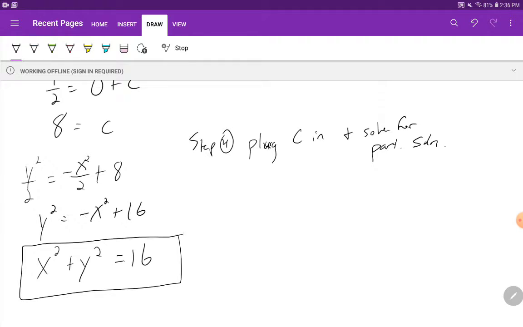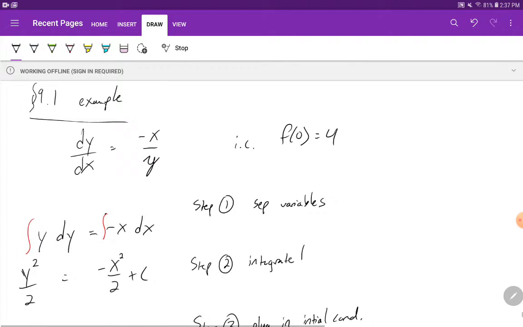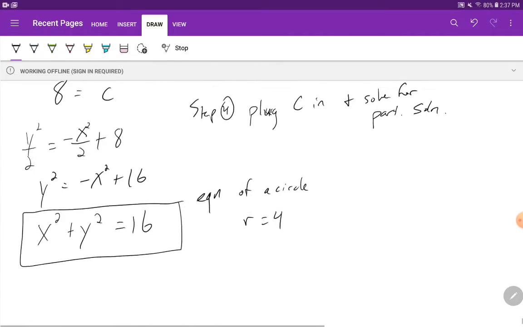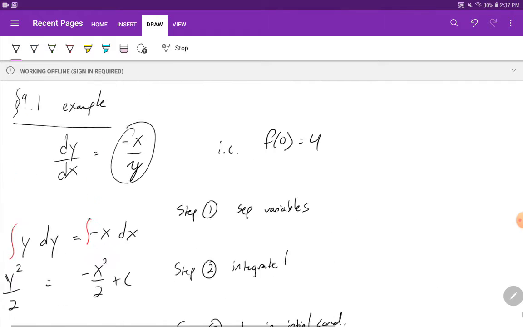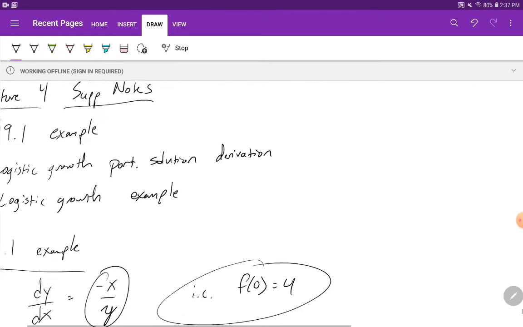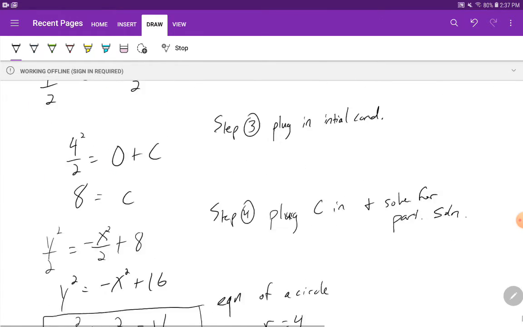What is that? That looks like the equation of a circle with radius 4, right? That's the equation of a circle centered at (0, 0) with radius 4. If you remember from class, I showed you it was a bunch of concentric circles. This one is not negative y over x, but negative x over y, right? You get a bunch of concentric circles, and we have just found one particular circle with a radius of 4 with the help of our initial condition. So, first part's done.